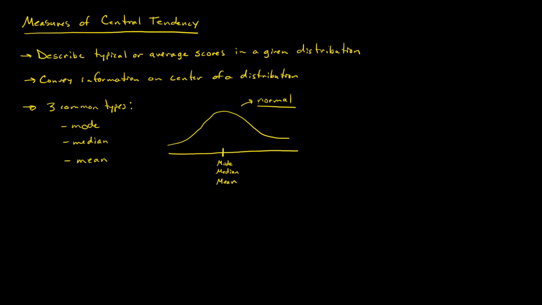They only tell part of the story about your distribution. They don't tell all the story. But for the rest of that story, you want to talk about measures of variability, which will be in a different module for this class. But in terms of measures of central tendency, three main types: mode, median, and mean, and we're going to cover each of these in a separate video.